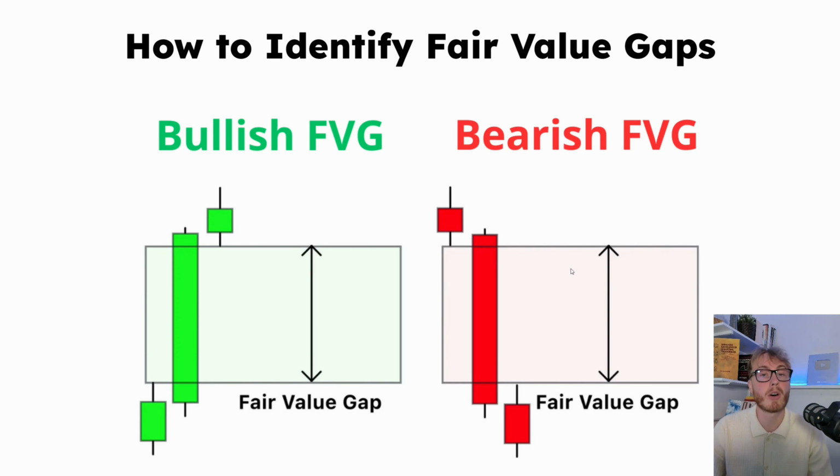And the same thing, but the opposite, is true for the bearish fair value gap. We want to identify the momentum candle. We take a look at the candle before and after the momentum candle. And let's say that, for example, maybe this candle was all the way down here. Then our fair value gap would be from this point to this point.